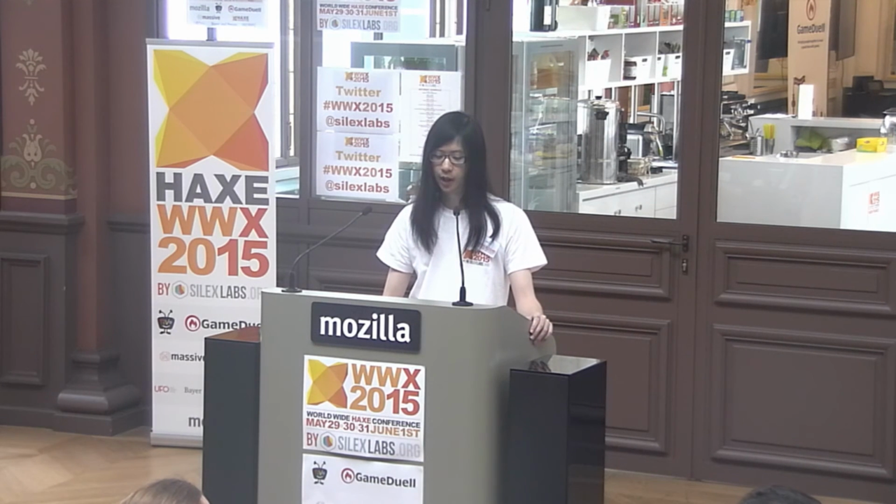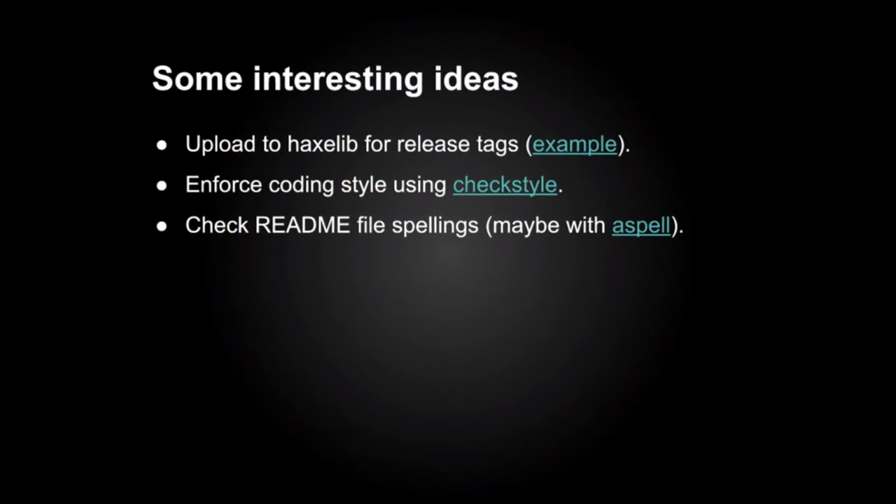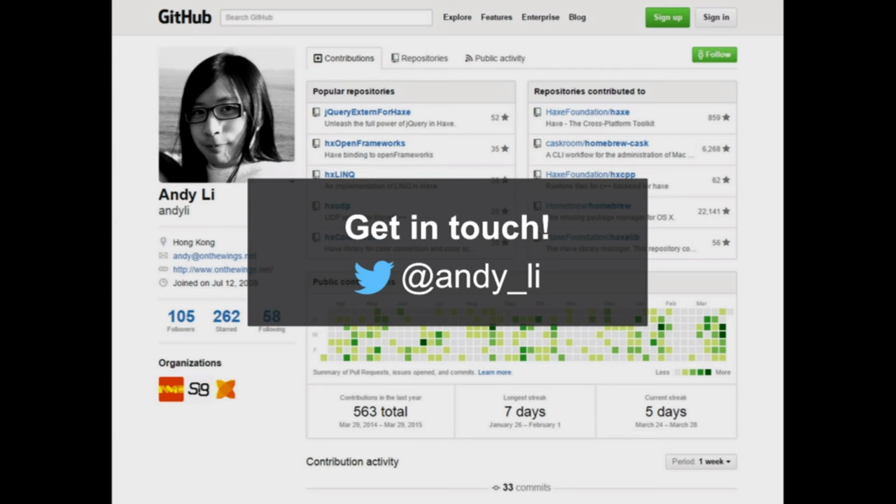And then finally, you can check README files for spelling mistakes. You can do that for documentation or other stuff. Maybe with ASPL, which is an open source library to check spelling mistakes. And there are some more libraries for that. I haven't really used that, but it sounds interesting to use. And basically, that's it. If you have any questions, please ask me now.